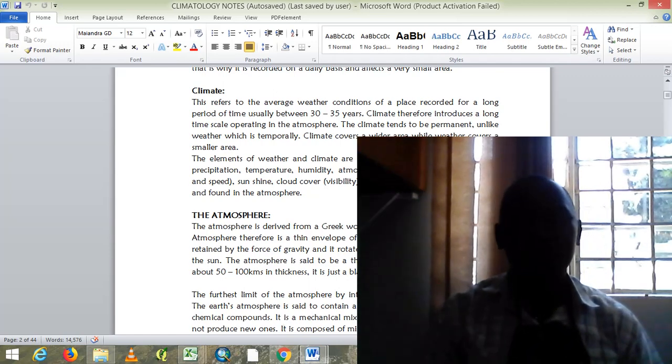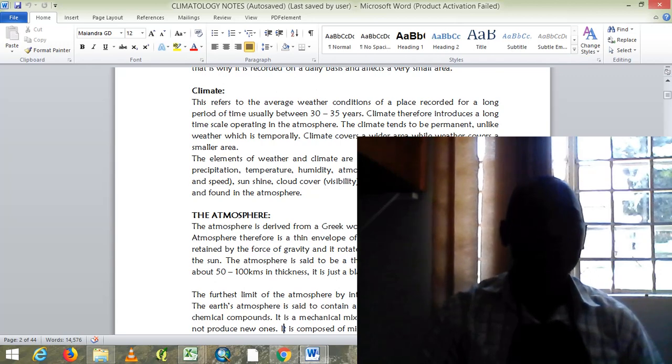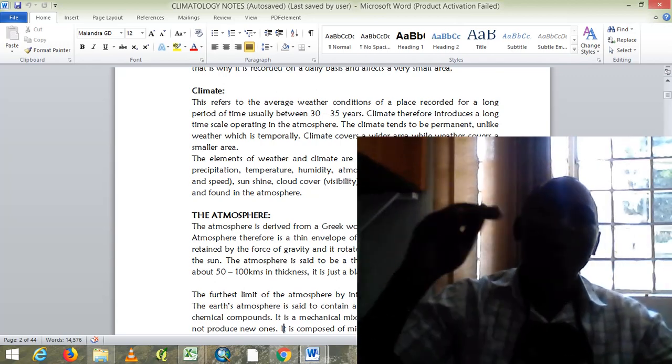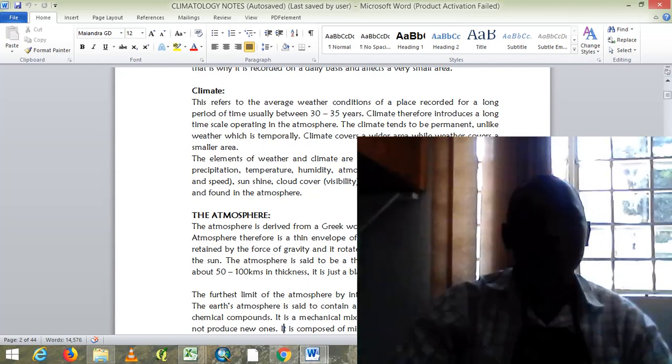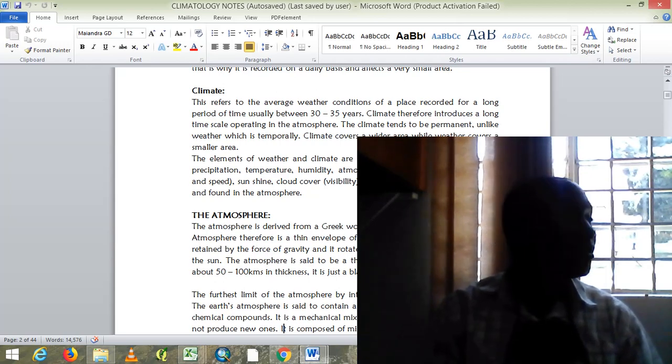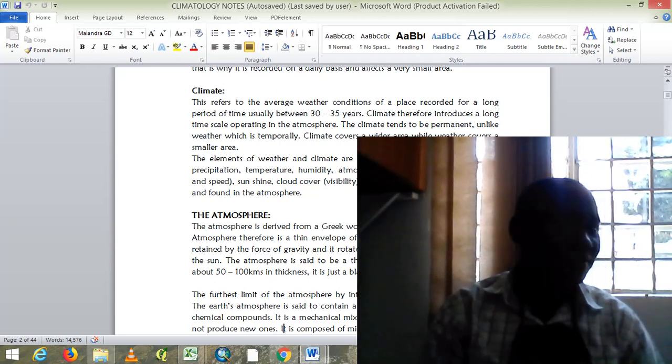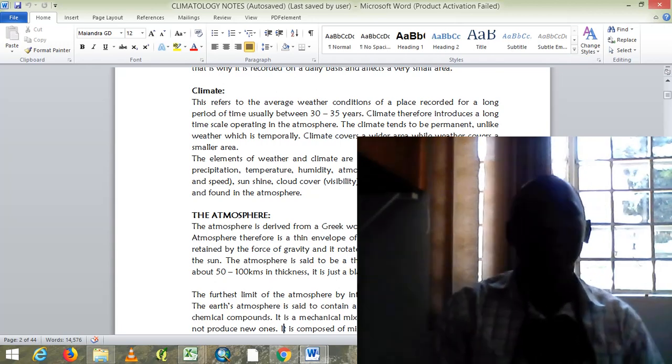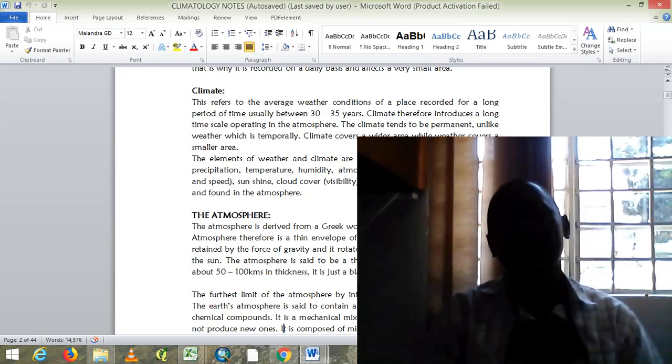Water vapor. Atmospheric air pressure, we are talking about the weight of the air, the mass of air exerts onto a surface. We talk about wind. Wind is what? Moving air. And here in terms of wind, we are looking at direction and speed.